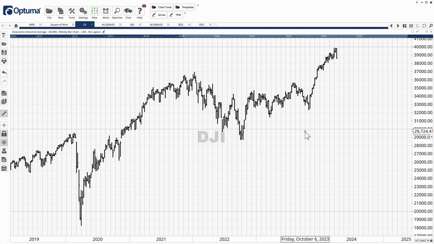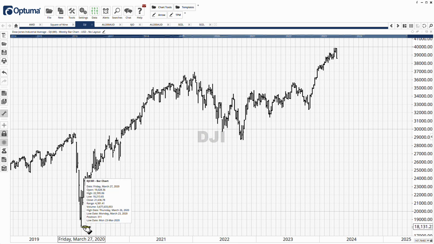Today we're looking at the Dow Jones Index and the longer term weekly chart. Now there's a couple of fabulous moves here on this chart which explain in very visual terms what the Fibonacci series and the Fibonacci ratios are all about. So what we're going to do in this fabulous software package Optima, I'm going to take the Fibonacci retracement tool.